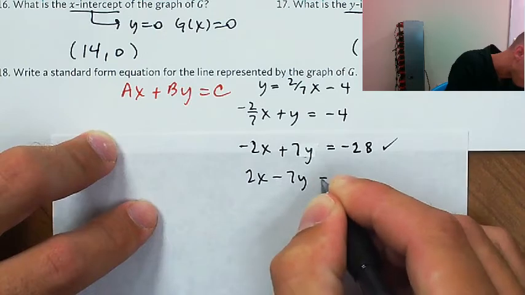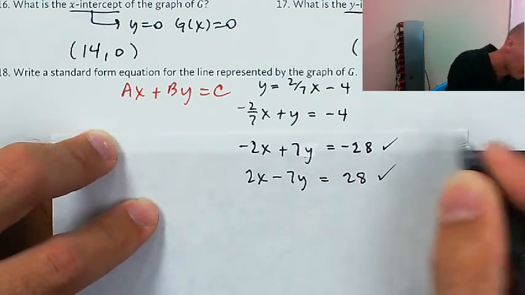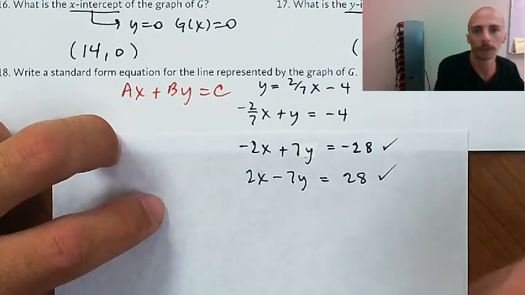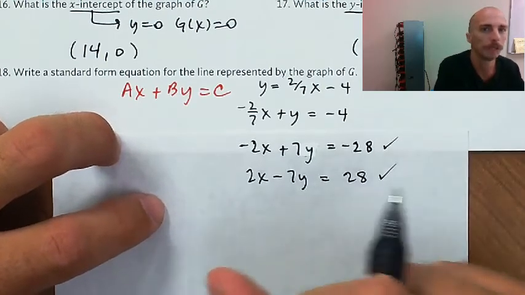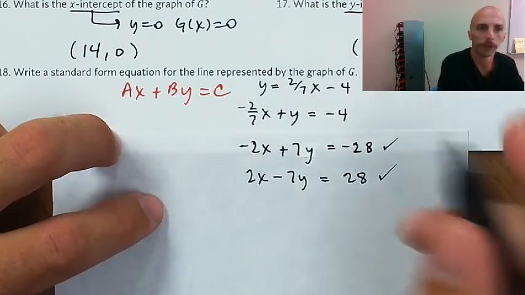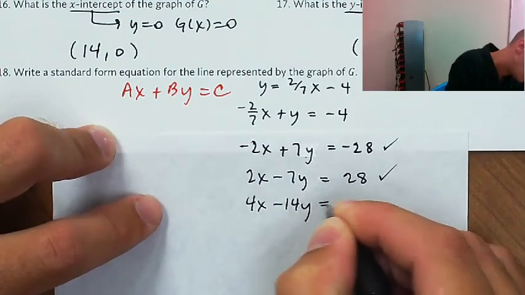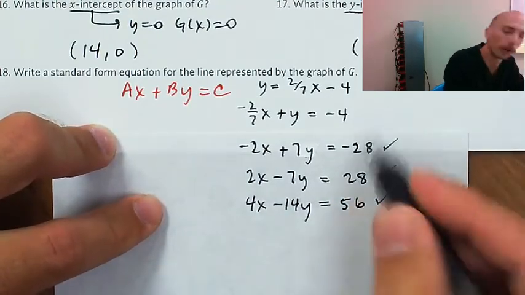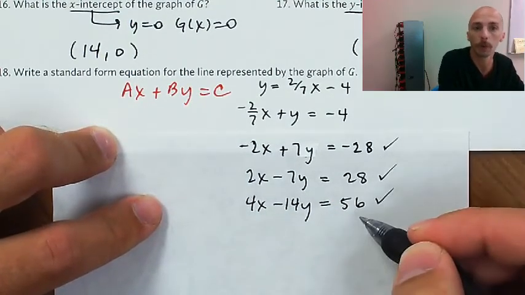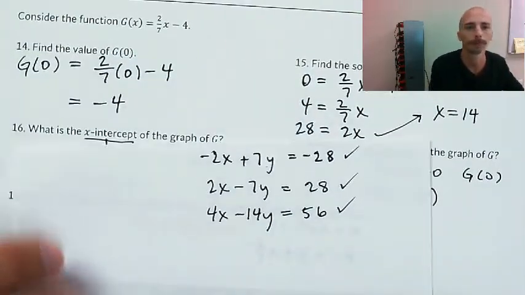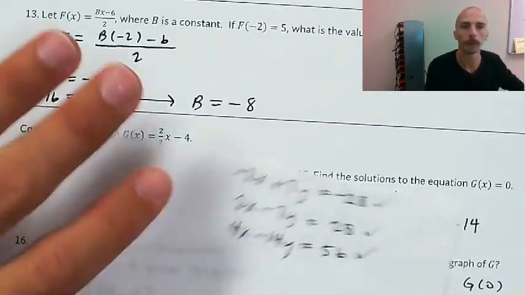As another standard form. But like I was saying earlier, I'm not sure why a person would want to do this, but if you wanted to, you could double both sides of the equation, and you could say 4x minus 14y equals 56. And these are all three different equations for this same line that's represented by the graph of g.